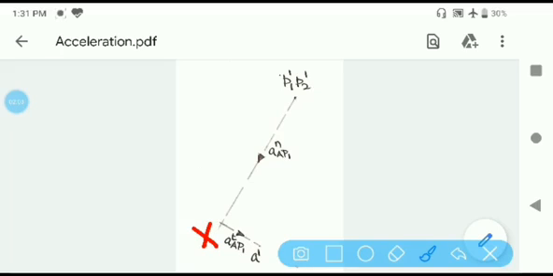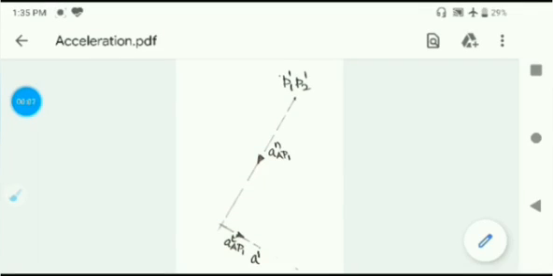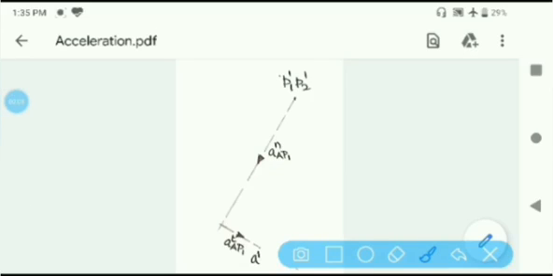Also please note that since we are drawing the component of acceleration, the component of acceleration should be represented by dotted lines. You can indicate the normal component of acceleration as I have indicated in the figure using the arrowhead, and you can denote it as the normal component of acceleration of point A relative to P1.